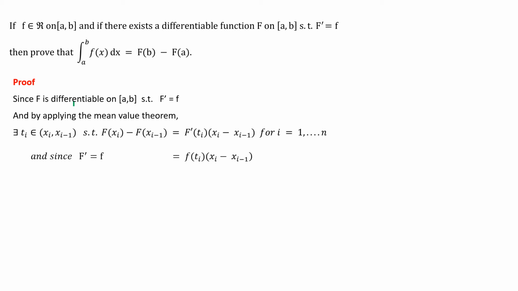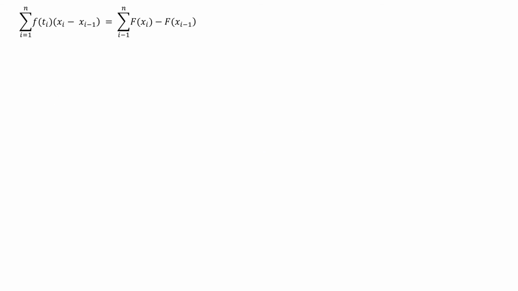Now, since F prime is equal to f, we can replace this F prime with lowercase f here. And since this equals that, we can take the sum of both sides and make the following statement. The sum of f of t sub i times (x sub i minus x sub i minus 1) is equal to the sum of capital F of x sub i minus F of x sub i minus 1. So let's bring it to the next slide.